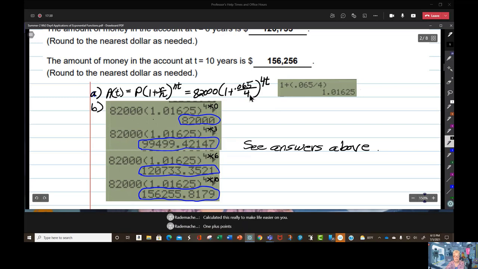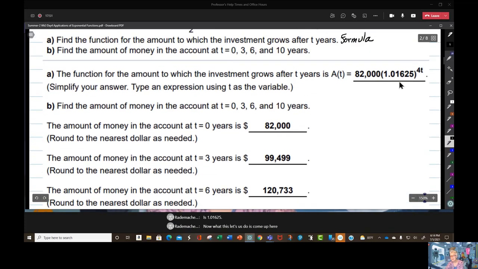Now, what they have done, they being the people who wrote the question, they have calculated this really to make life easier on you. 1 plus 0.065 divided by 4 is 1.01625. Now, what this lets us do is come up here and get a formula that looks like this. 82,000 parentheses 1.01625 parentheses close to the 4t. You could also write it 82,000 times 1.01625 raised to the 4t power. That's our formula that we're going to use to answer these four questions in part B.